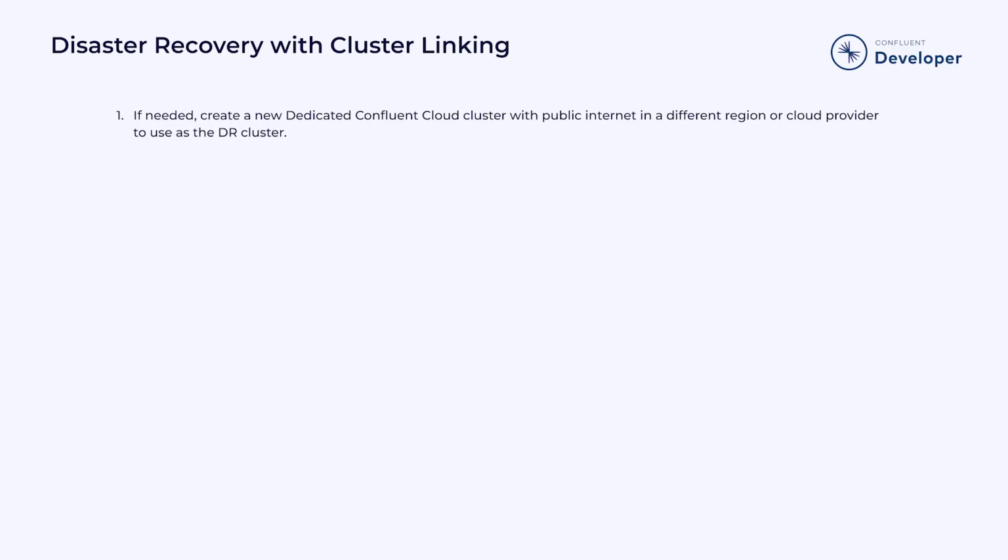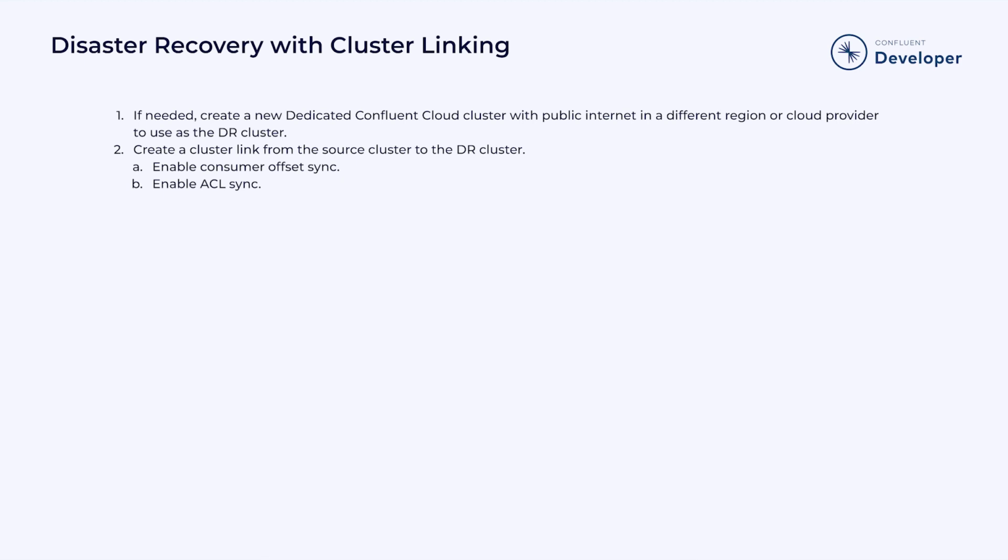Since we are going to be using cluster linking, the setup is very straightforward. There are 4 steps in setting up a disaster recovery solution using cluster linking. First, you need to have or create a new dedicated Confluent Cloud cluster with public internet in a region that is different from the source cluster. Second, you need to create a cluster link from the source cluster. This link needs to have the consumer offset sync enabled and ACL sync enabled.